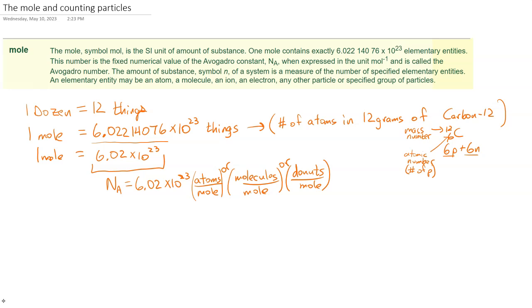Well, we have a new unit called the Unified Atomic Mass Unit, and the symbol is U, not AMU. That's an older unit. You should not use AMU. It's just U. This was originally defined as 1/12 the mass of 1 atom of carbon 12.